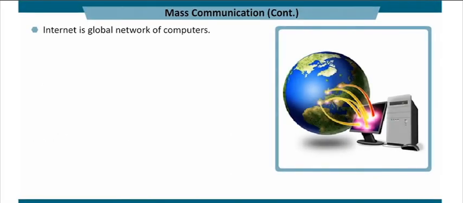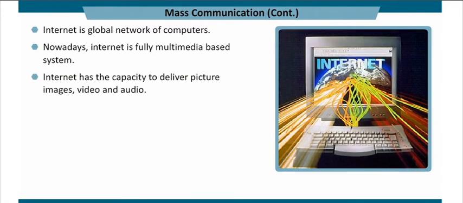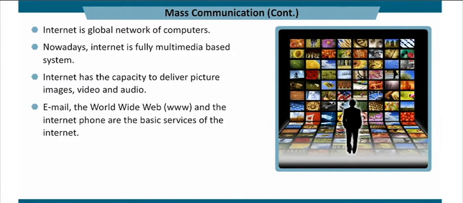Internet is a global network of computers. It links world business institutions with individuals. Internet was started first as a purely text-based system to send and receive messages, email. Nowadays, Internet is a fully multimedia-based system. Internet has the capacity to deliver pictures, images, video, and audio. Email, the World Wide Web, www, and the Internet phone are the basic services of the Internet.